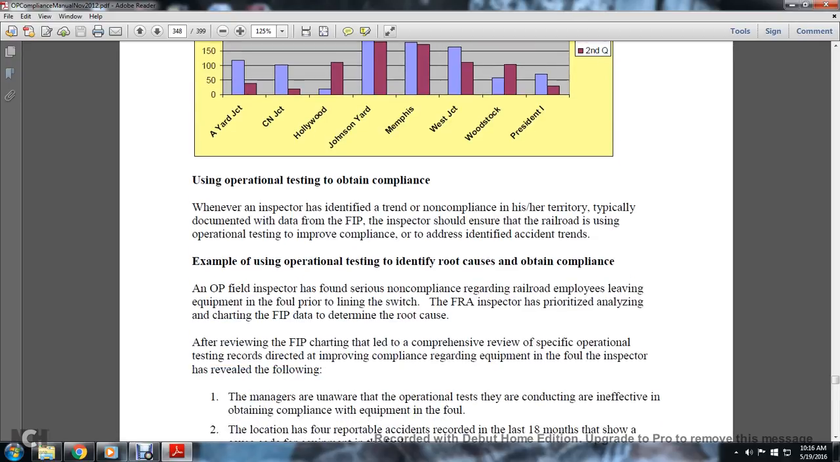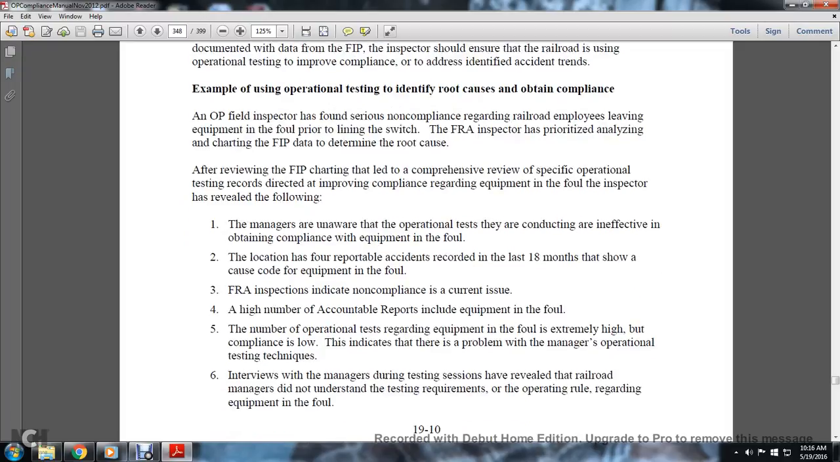Using operational testing to obtain compliance: whenever the inspector identifies a trend of non-compliance within his or her territory, it is typically documented with the data in the focused inspection process. The inspector should ensure that the railroad is using operational testing to improve compliance or to identify accident trends. For example, using operational testing to identify the root cause and obtain compliance in the operational field. The inspector has found serious non-compliance regarding railroad employees leaving equipment in the foul prior to the line and the switch.